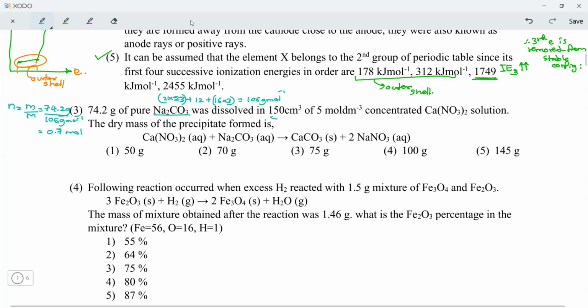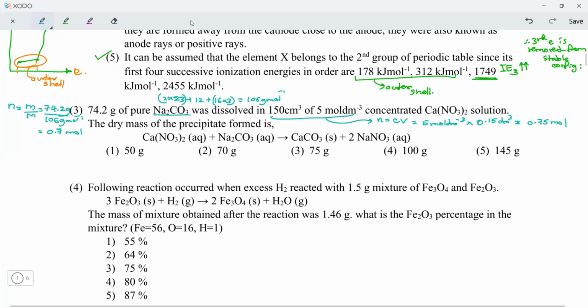Again, you can find the moles of calcium nitrate by using the n equals CV formula. This is the concentration and this is the volume in decimeter cube. You have to do it in decimeter cube, just like in the earlier first question. You need to adjust the unit in order to cancel them. So again you are getting 0.75 moles.